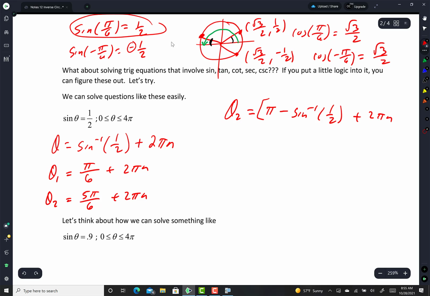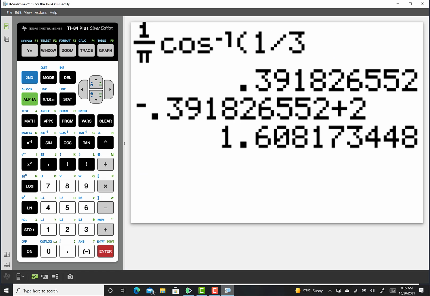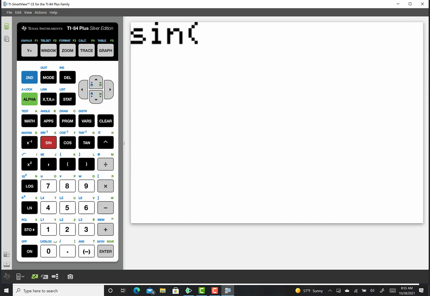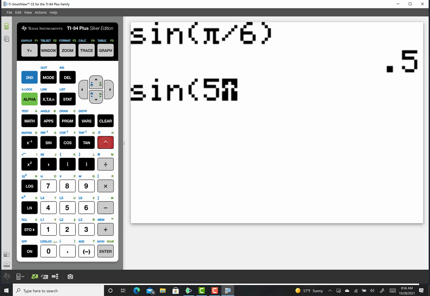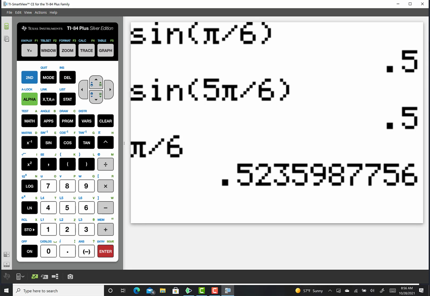Now why? The calculator, no matter how hard you try, will only spit out pi over 6. So let's first find out. Don't write this down, just listen, guys. Sine of pi over 6 is 0.5, sine of 5 pi over 6 is 0.5, no big deal. What is pi over 6 in decimal? Pi over 6 is 0.5235.